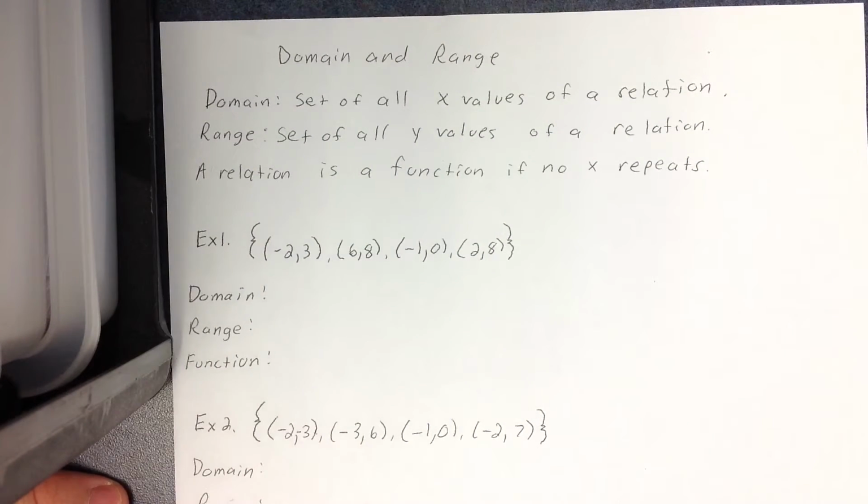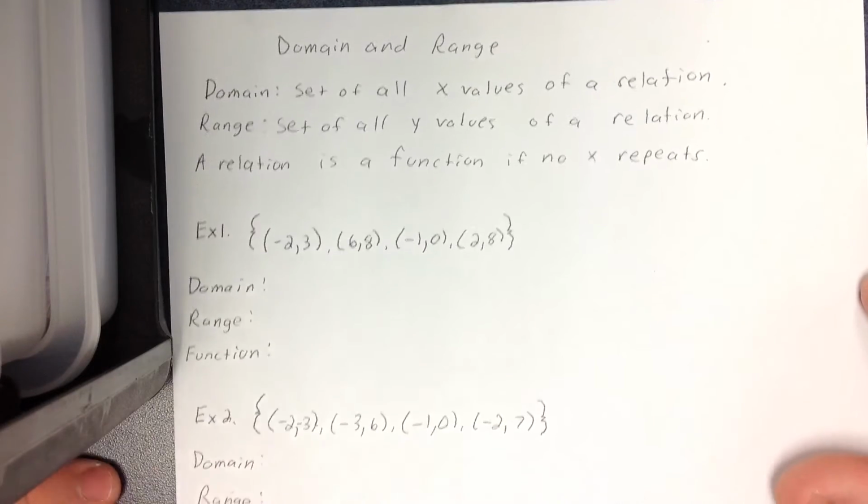We're going to talk about domain and range of a relation. The domain is the set of all x values of a relation. The range is the set of all y values of a relation. And a relation is a function if no x repeats.